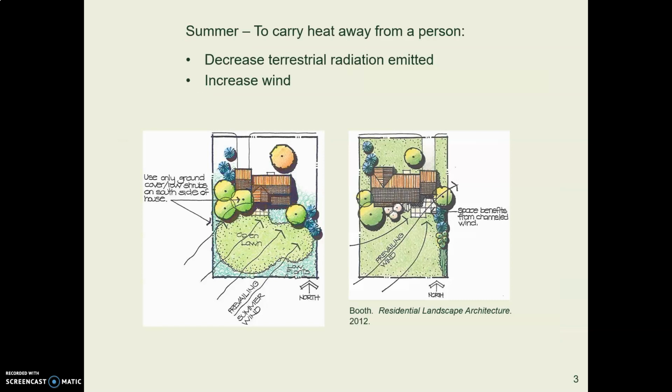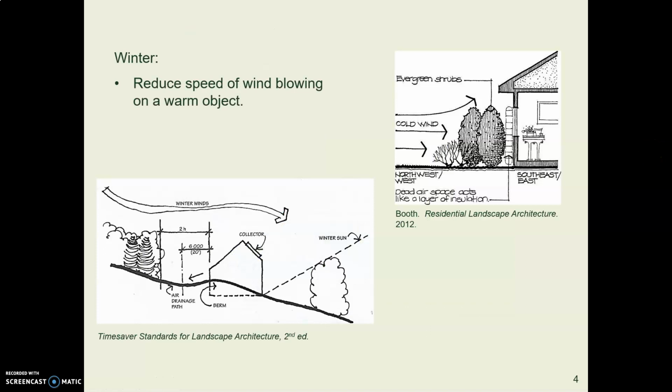In the summertime, you want to carry heat away by blocking terrestrial radiation and by increasing the wind flow. So here's a residence where you might want to figure out where to put things like plants that will help funnel that wind through there. In the winter, of course, you don't want cold wind, so your idea is to reduce the wind coming in, and you might even want evergreens on the side right where the wind comes in.